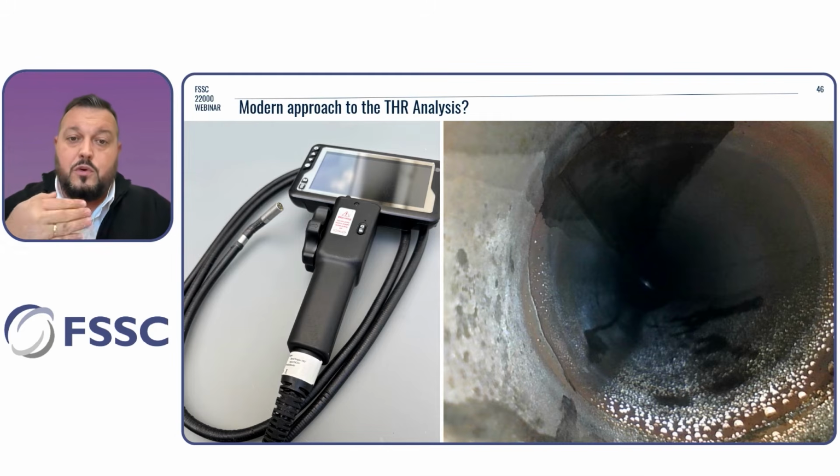So we needed a modern approach. So we started using a boroscope, and here is one example just showing you how the contamination looks inside the pipeline, with remains of condensate but also some rust, which is a bad design and can contaminate the product, also with potential physical hazards.